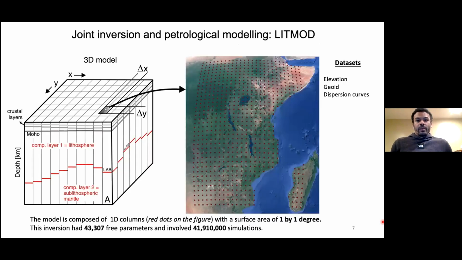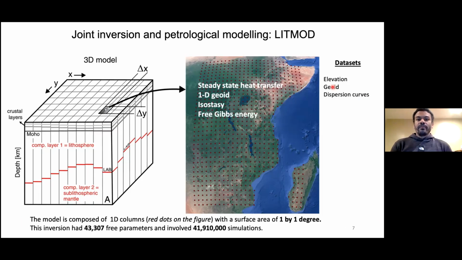In terms of methodology, what we use here is a joint inversion technique and petrological modeling, what we call in the community the LitMod approach. For given regions, we divide the region in 1D columns. On the right, you have a map and every dot corresponds to one node, and for every node we provide geophysical information such as elevation, geoid, and the dispersion curve. Basically, dispersion curves will mainly control the temperature because surface wave is very sensitive to temperature.